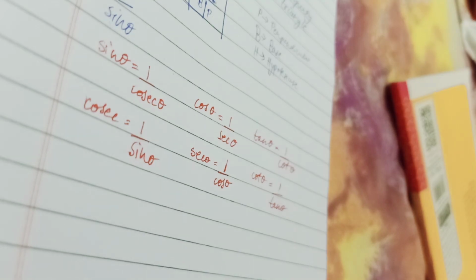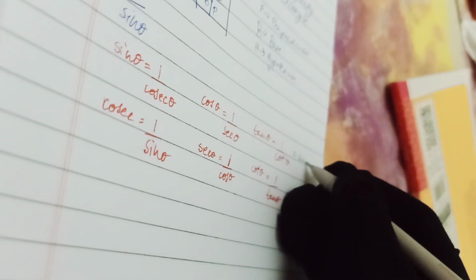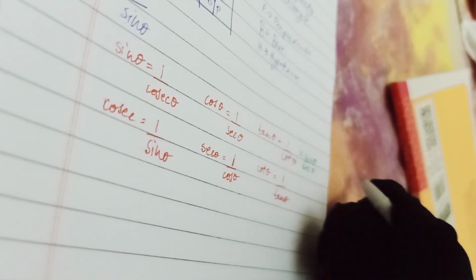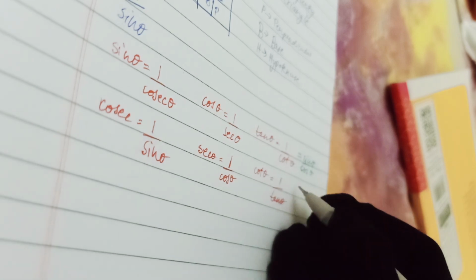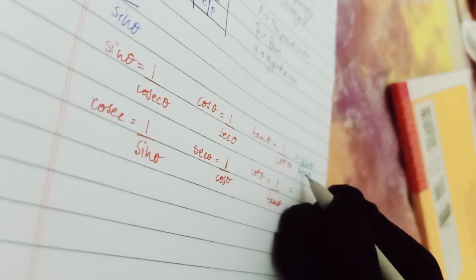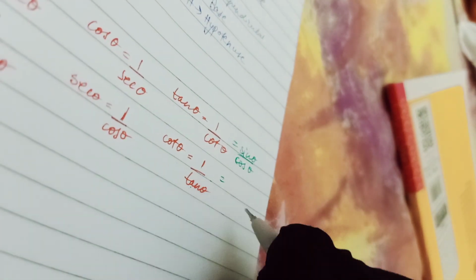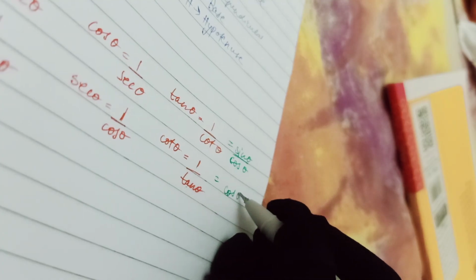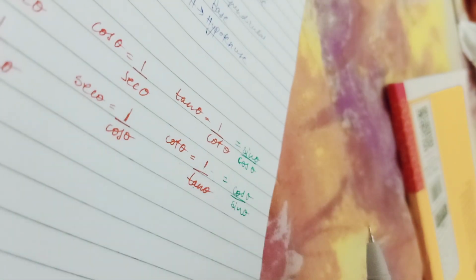And now we also have special things over here. Tan theta is equal to sine theta by cos theta. Okay. So S by C you can remember. And then cot is nothing but the opposite of tan theta, so cos theta by sin theta. Okay, so this is your cot theta and all.